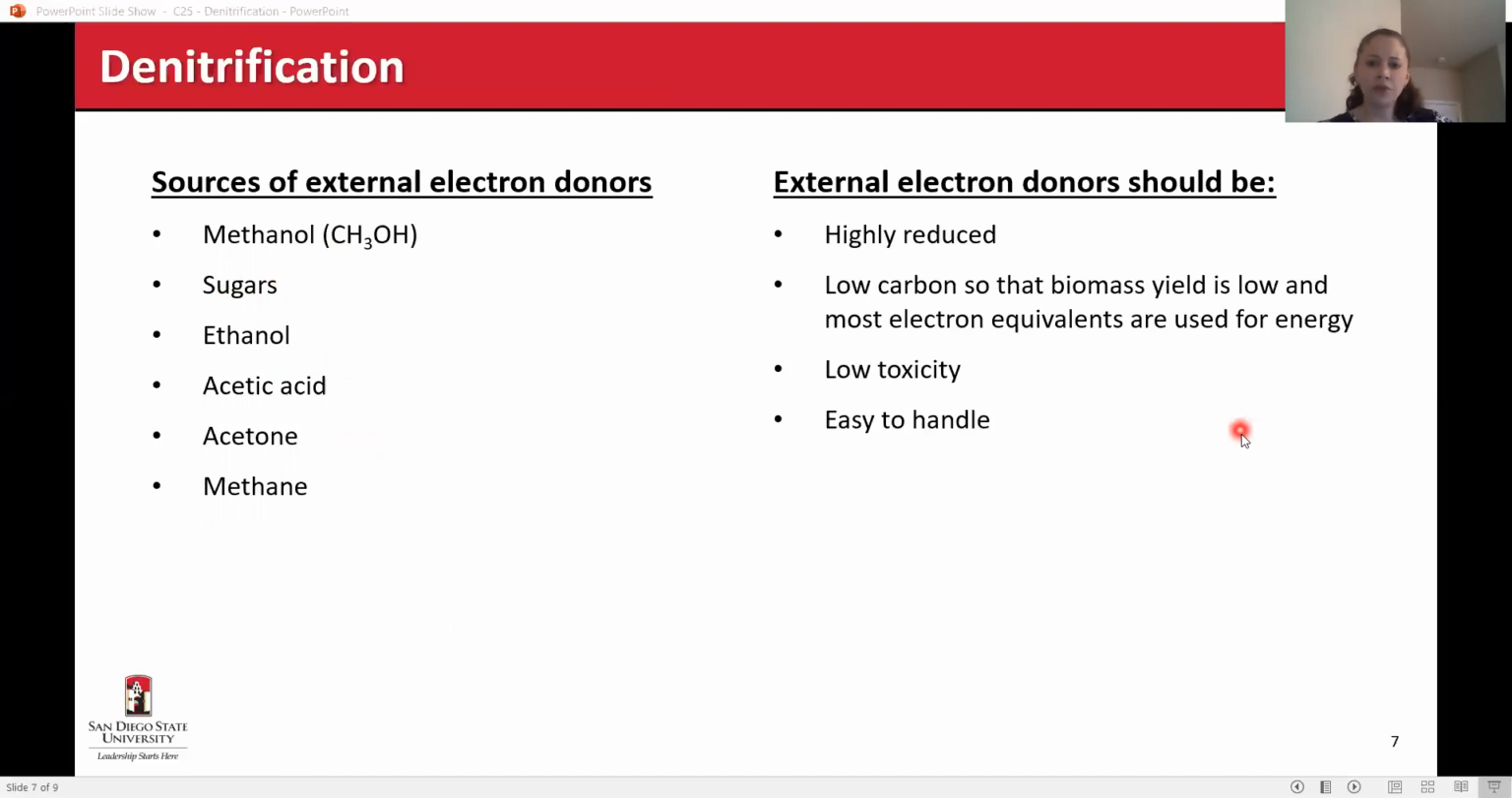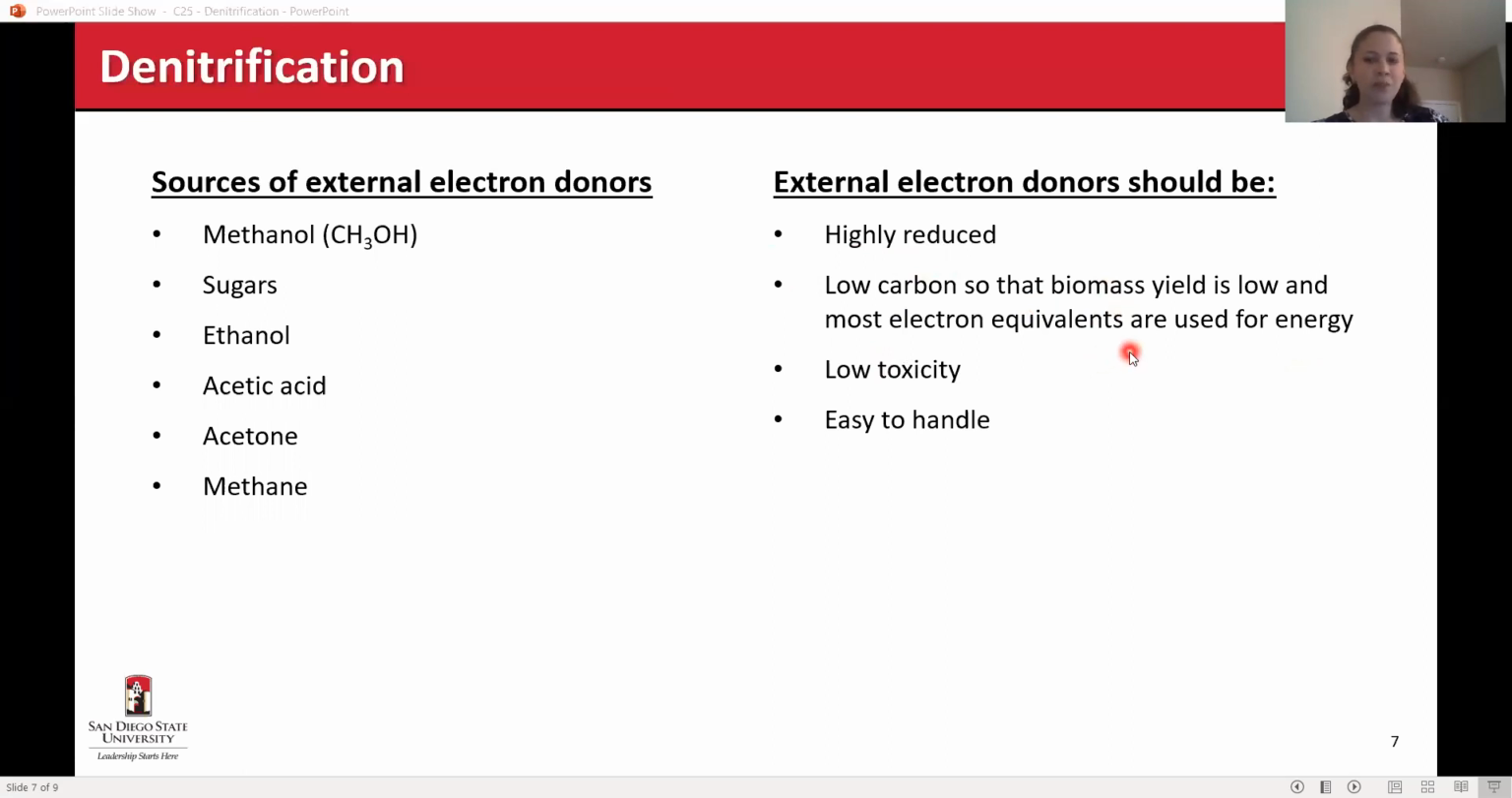And the things that we really are looking for in an external electron donor is something that's highly reduced. So we don't want something that has to go through the reduction process already. If it's highly oxidized, then there are very few electrons that it can donate. So we want it to be highly reduced. We want low carbon so that the biomass yield is low and that most electron equivalents are used for energy.